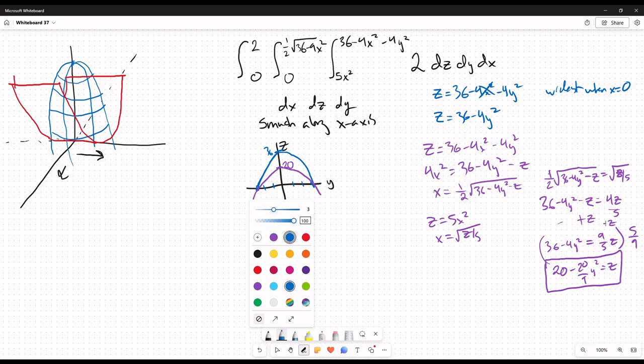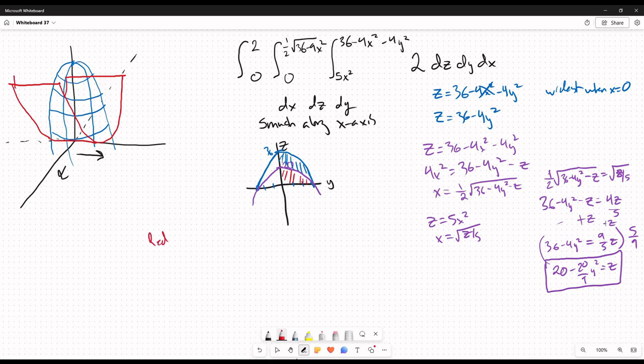Above this intersection line, the part of my region that's bounding this region is going to be the blue function, because that is closer to the YZ plane. Below that, the function that's bounding my region, because it's closer to the YZ plane, is my red function. So I'm going to have two different integrals in two different places. Let's do those separately as a red and a blue.